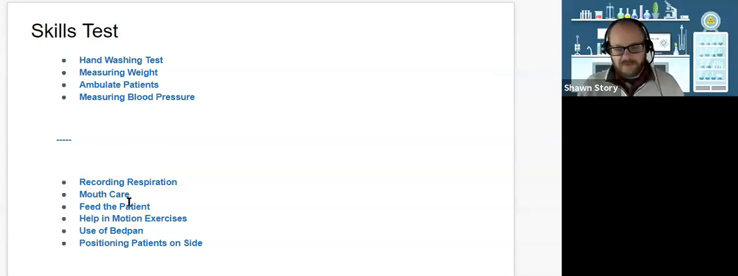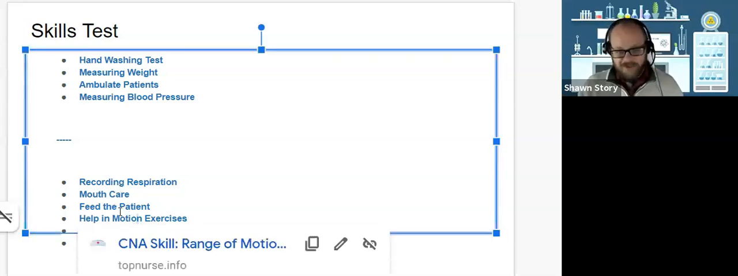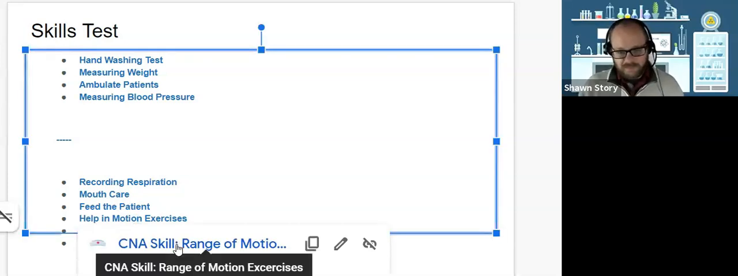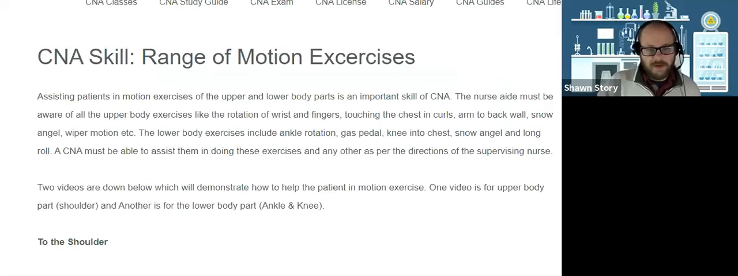All right, so that is feeding the patient. Help with motion exercises is going to be our next video. All right, who could read this one for us?